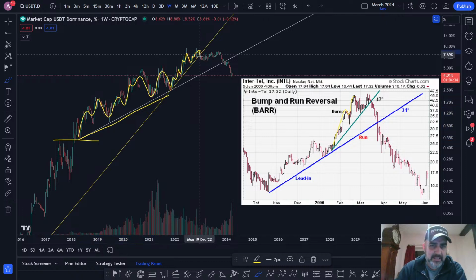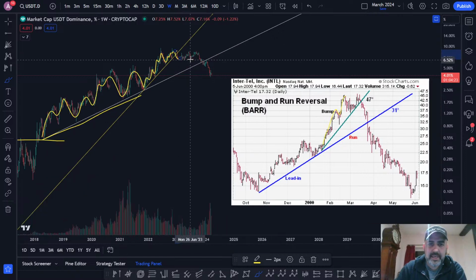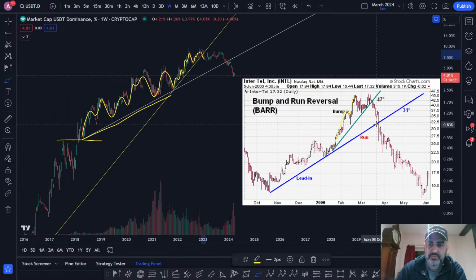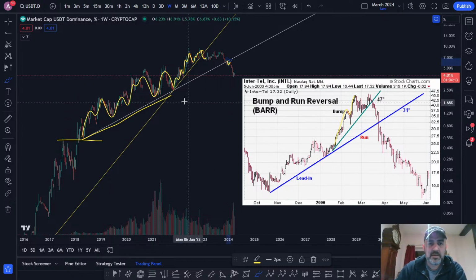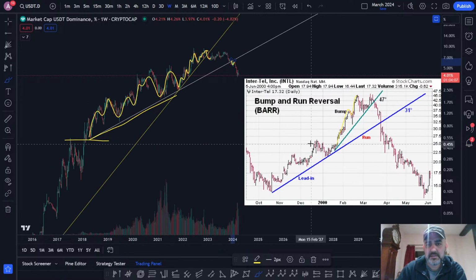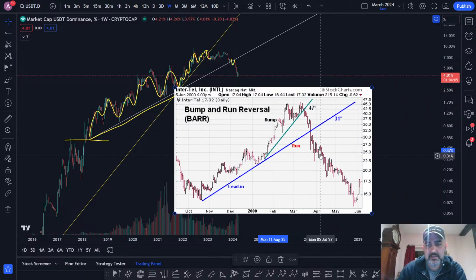Then you break. You had the break just recently, actually, just in January. That was the break. And then once you break this bottom line here, we've back tested it. That's the run. So we're in a run now at the moment on the USDT to the downside. It's called the bump and run reversal pattern. Okay. That's what it looks like.